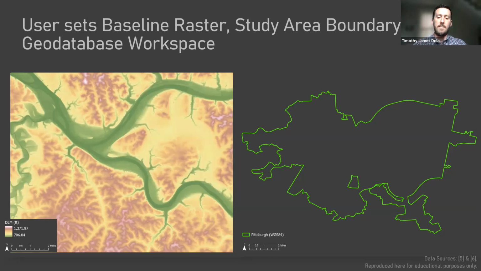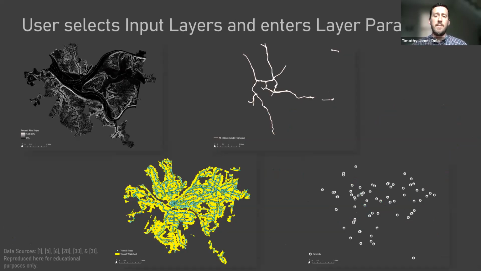Next, users select a study area boundary. This polygon serves as the analysis mask, and the final output raster will have values for cells within it. Finally, users choose a geodatabase workspace where all intermediate layers and the final output raster will be saved. From there, users select the input rasters for the analysis and their corresponding parameters. These layers can be raster or vector data. In this example, there are a slope raster, highway polylines, watershed polygons, and point locations.